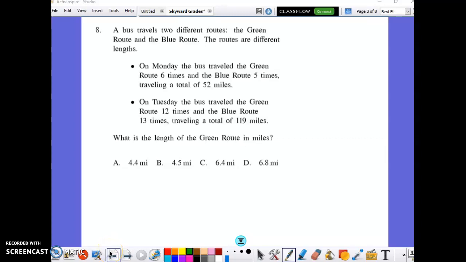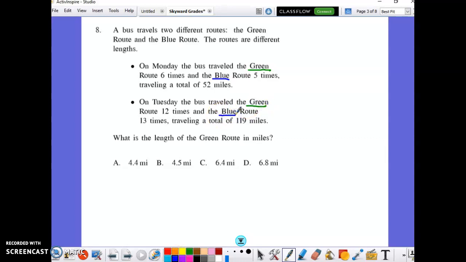Okay, problem number 8. A bus travels 2 different routes, the green route and the blue route. The routes are different lengths. So these 2 dots right here are going to be my 2 different equations because one of them talks about the green route and the blue route, and then the other one also talks about the green route and the blue route.